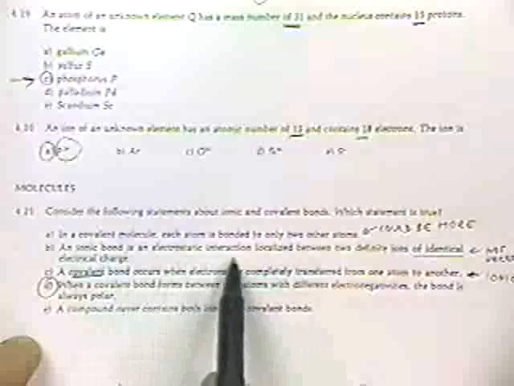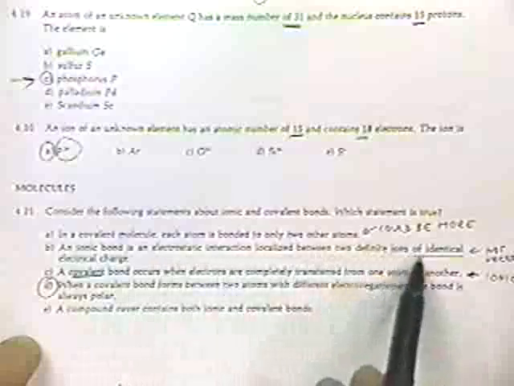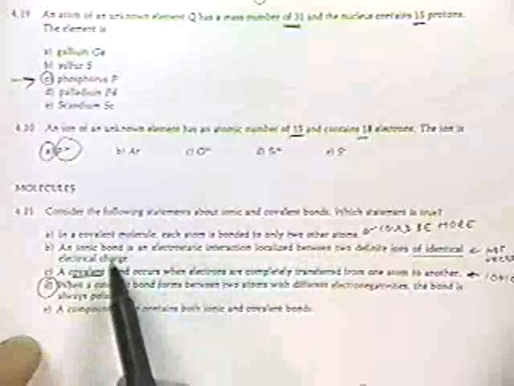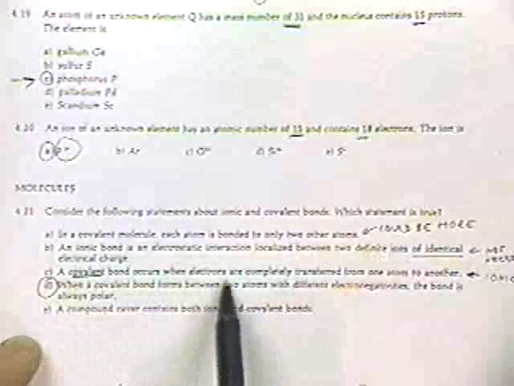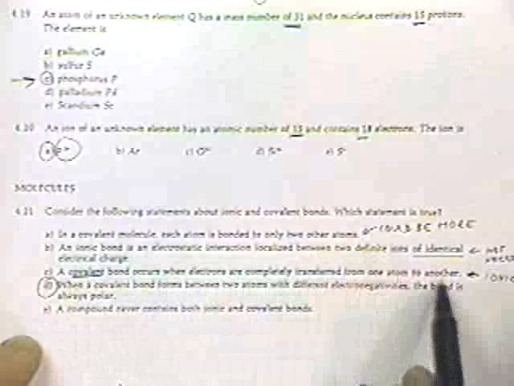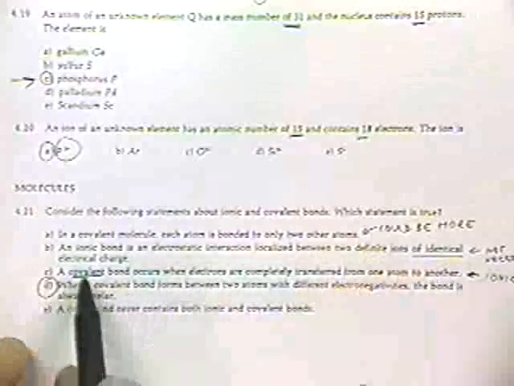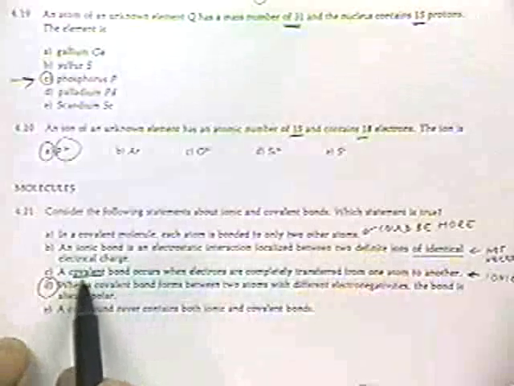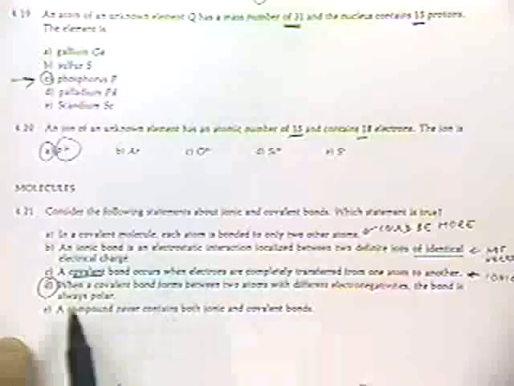Regarding molecules, regarding ionic and covalent bonds, what's true? In a covalent bond, each atom is bonded to only 2 other atoms. Well, it could be more. Methane is a good example. An ionic bond is an electrostatic interaction localized between 2 definite ions of identical electric charge. That's not necessarily true. A covalent bond occurs when electrons are completely transferred from one atom to another. Is false. It would be made true if we replace the word covalent with ionic.